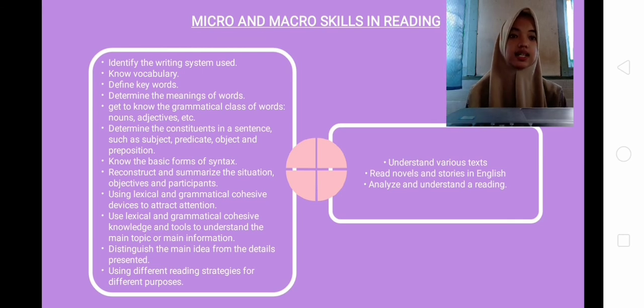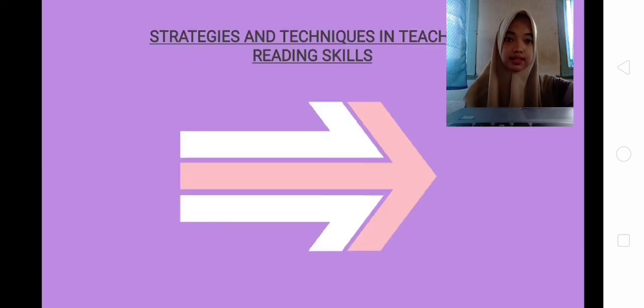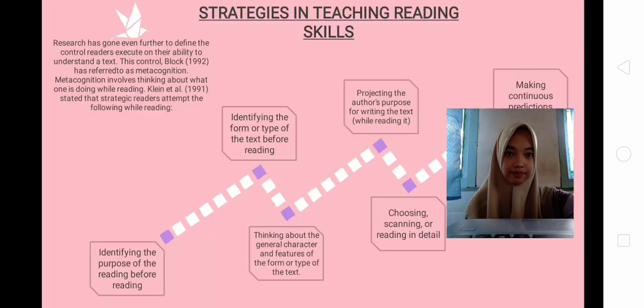Next, macro skills in reading. There are three macro skills in reading: understand various texts, read novels and stories in English, and analyze and understand a reading. So those are the macro skills in reading. Next is strategies and techniques in teaching reading skills.